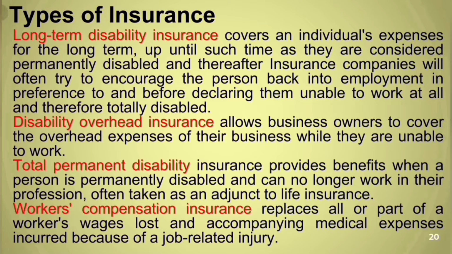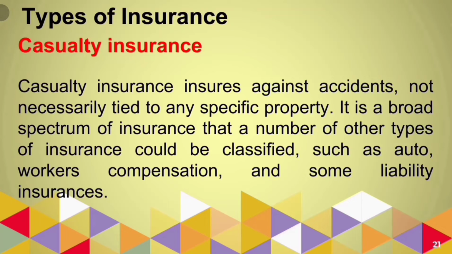Disability overhead insurance allows business owners to cover the overhead expense of their business while they are unable to work. Total permanent disability insurance provides benefit when a person is permanently disabled and can no longer work in their profession, often taken as an adjunct to life insurance. Workers' compensation insurance replaces all or part of a worker's wages lost and accompanying medical expenses incurred because of a job-related injury.